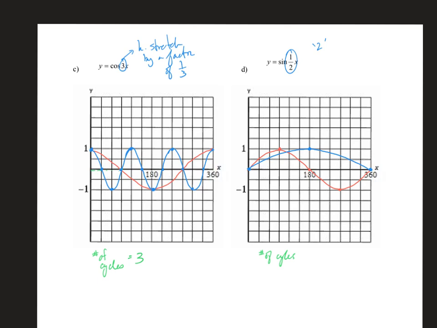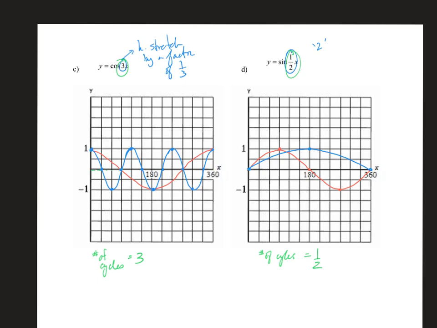If you take a look at graph D, how many cycles do you see on that? Well, we don't even see a full cycle. In fact, we only see from a 0 to a max back to a 0. That would be half of a cycle. You might be able to look back into the equation then and notice that we can see the number of cycles directly from our equation.